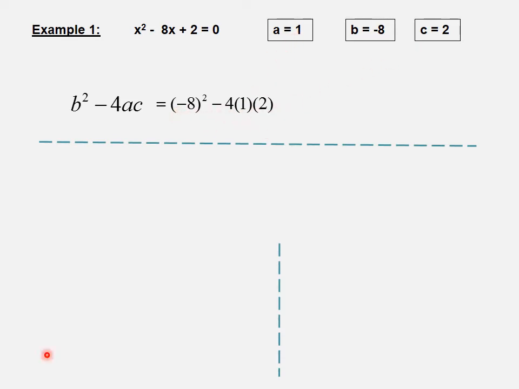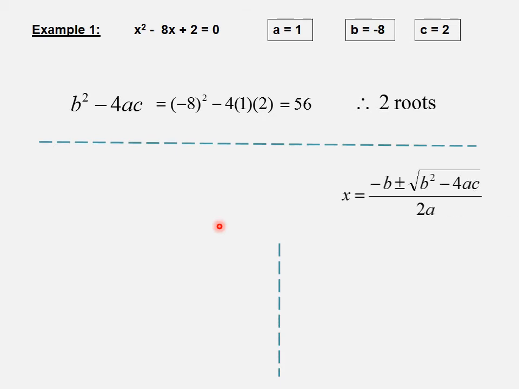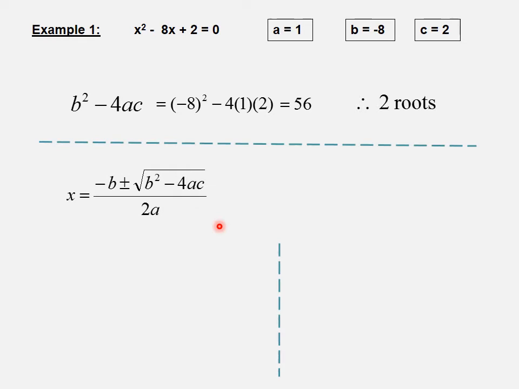Now when we put this in our calculator, let's see what the result is. The result is 56. We get a positive answer, and that means that we are going to have two real roots, or we should expect to find two answers. So since we do have two answers, we can go ahead and use the whole formula. So here it is. And now all we have to do is plug in the rest of our numbers.